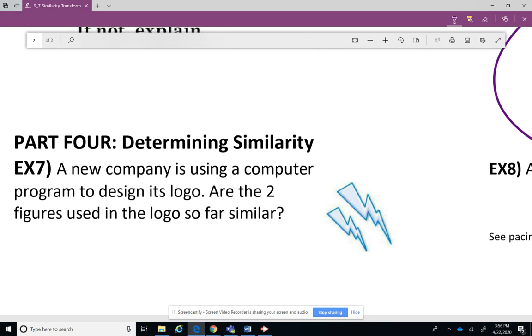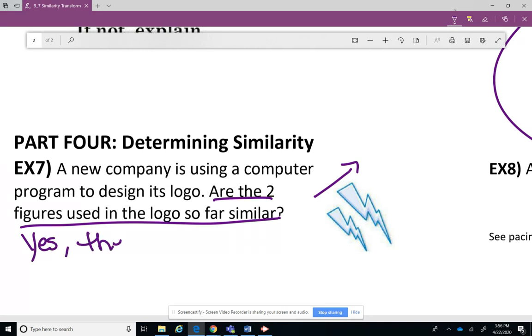All right, so we have the smaller lightning bolt and you have the larger lightning bolt. And all you have to do is translate it, right? And enlarge it. You can tell if you were going from small to large, this is what you would do. So first of all, are the two figures used in the logo so far similar? Yes. Well, how do you know that? I'm going to say the smaller lightning bolt, and we're not going to be super specific.